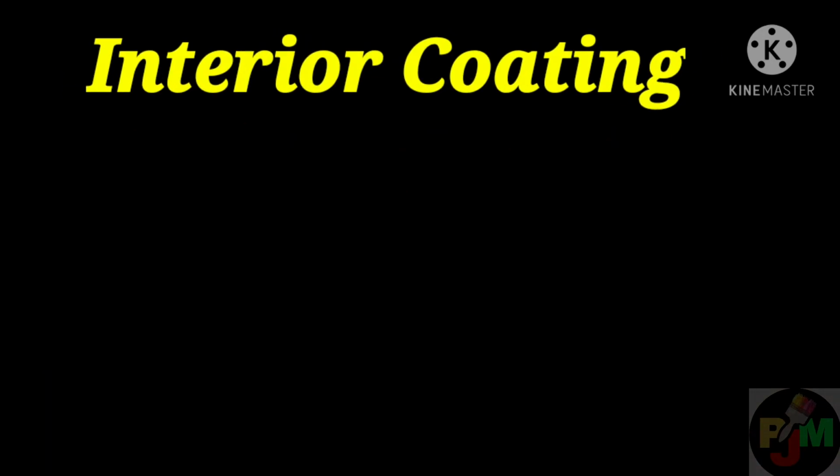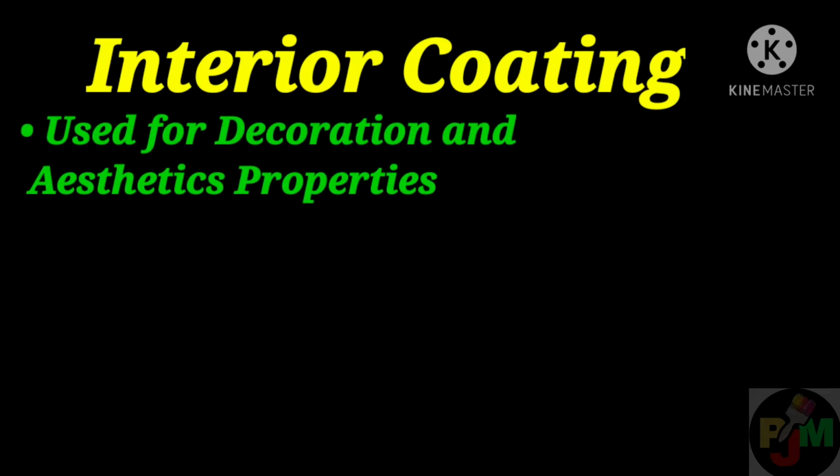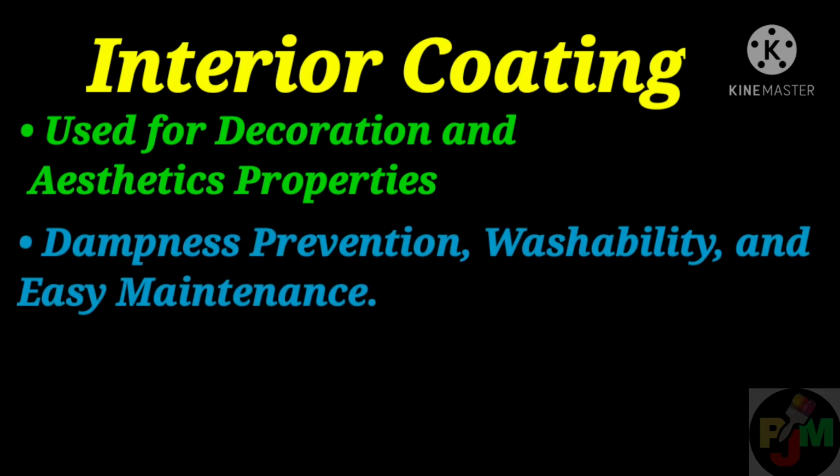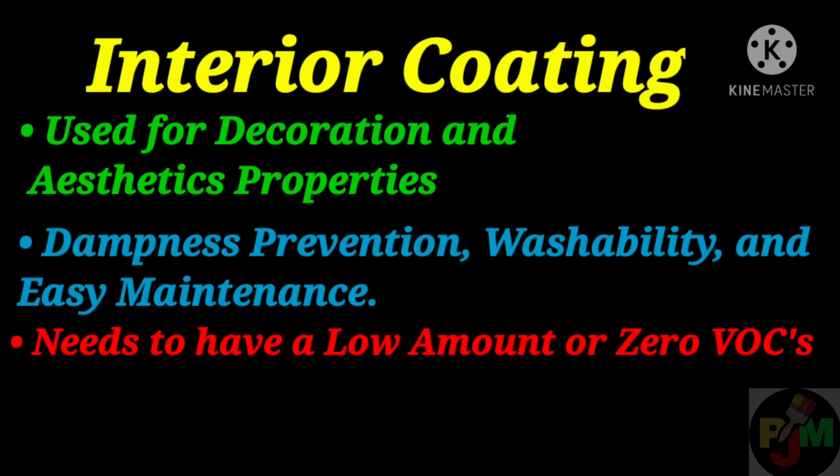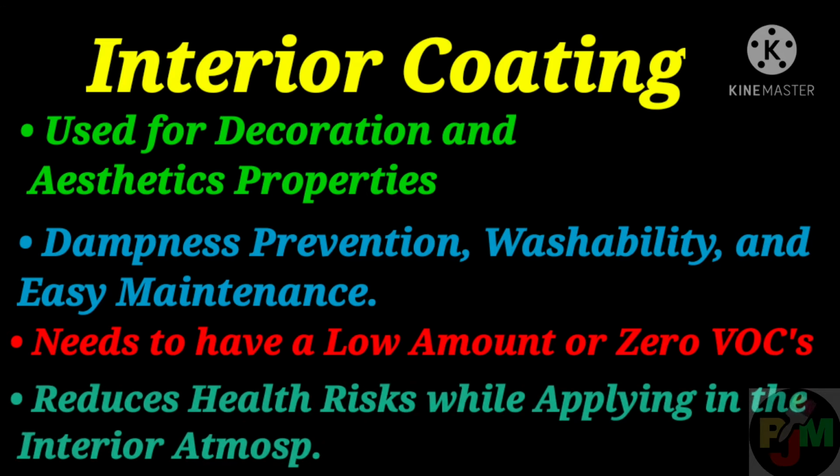Interior coating. This type of paint is used for decoration and aesthetic properties. At the same time, interior paint adds properties of dampness prevention, washability, and easy maintenance. Interior paint needs to have a low amount or zero volatile organic compounds. This reduces health risk while applying in the interior atmosphere like a home wall.